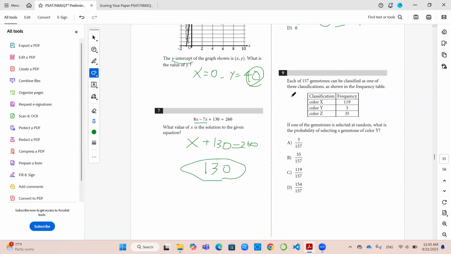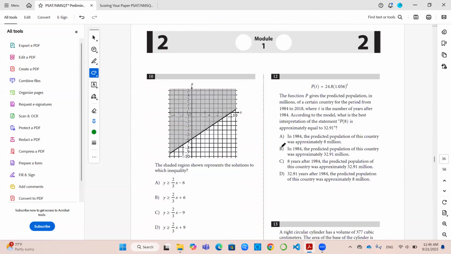Each of 157 gemstones can be classified as one of 3 classifications as shown in the frequency table. If one of the gemstones is selected at random, what is the probability of selecting a gemstone of color Y? So you have 3 over here, and then I have 157 gemstones, right? So what this means is 3 over 157, so A is the correct answer.